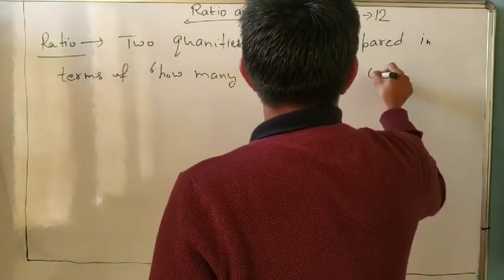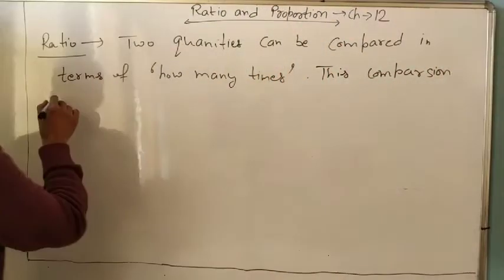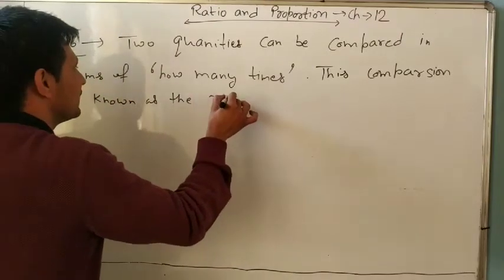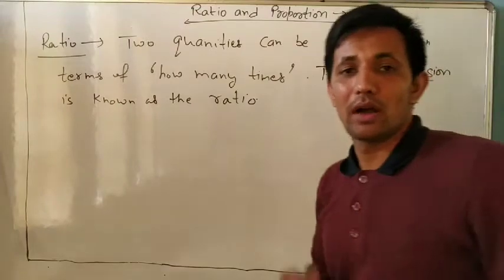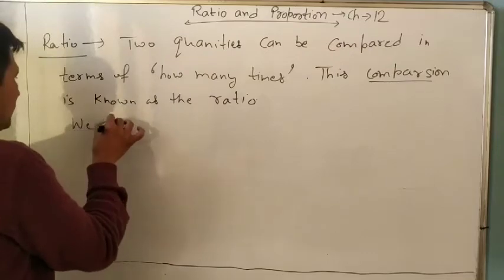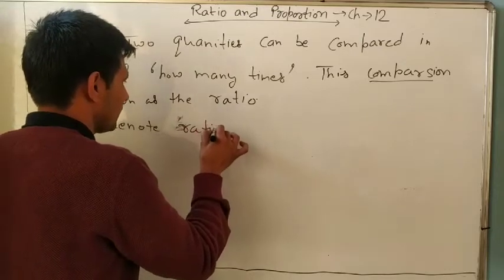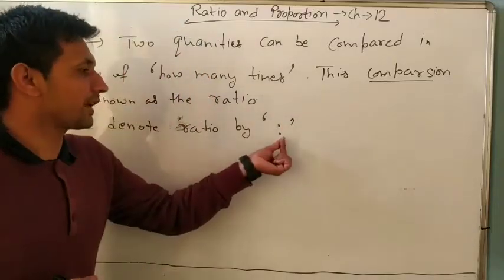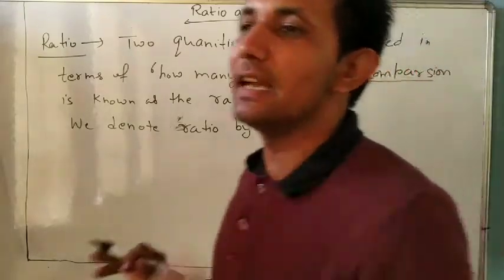This comparison is known as the ratio. This comparison is called ratio. Understand or not? It's called a ratio. We denote ratio by, how will we denote? By these two dots. Okay, this ratio we always denote by these two dots. These two dots mean it is a ratio.